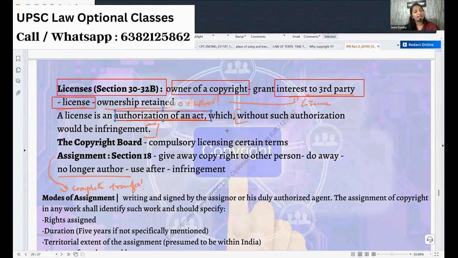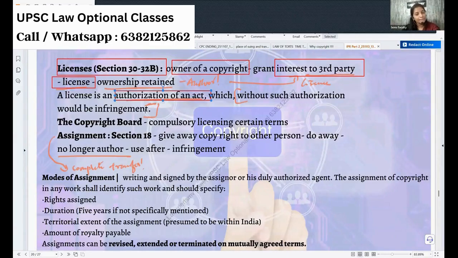Okay, now there are areas where compulsory licensing can be given under certain terms, but compulsory licensing under the Copyright Act is not important. Compulsory licensing under which act is important? The Patent Act is very, very important. Okay, read that compulsory licensing. This is just if you understand, that's enough.